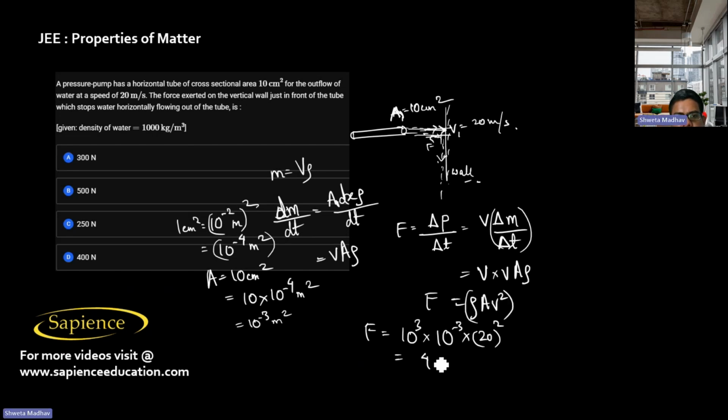So this is 400 Newton. So 400 Newton is the force that is applied on the vertical wall. Option D is the correct answer.